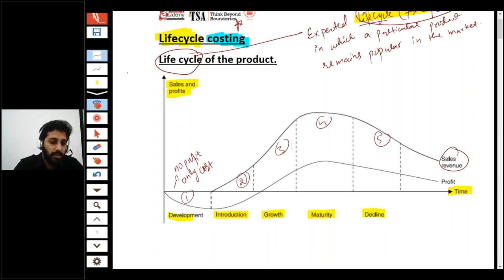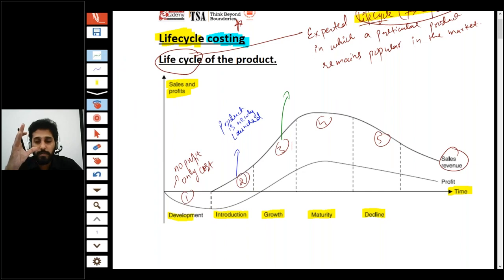In the introduction phase, the product is newly launched. This is known as the introduction phase. Number three is the growth phase. In the growth phase, you are achieving the acceptance of the product. That is, the product is getting more and more popular. So the product is accepted in the market.